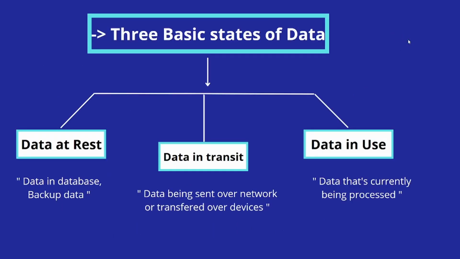There are three basic states of data. First, it's the data at rest: data in a database, the backup data. And then there's the data in transit, when data is moving, when data is being sent over a network or transferred over devices. And then lastly, there's the data in use. That's the data that's currently being processed, actively changed.